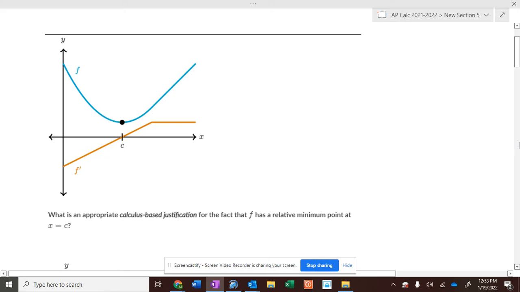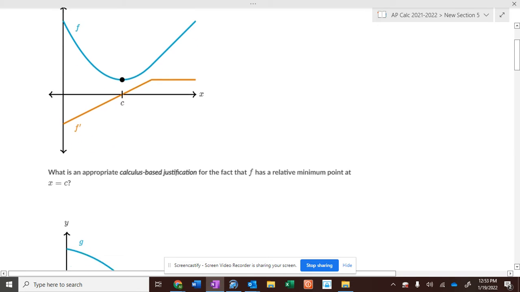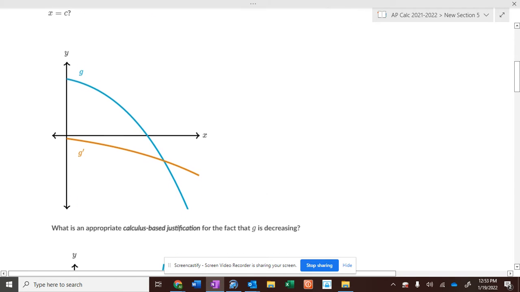The slope goes from below to above, which means it goes from a negative slope to a positive slope. So when it crosses the x-axis, it goes from a negative slope to a positive slope, which is the justification for why there should be a minimum at that point. Okay? Get it? You're getting what I'm trying to lay down here.